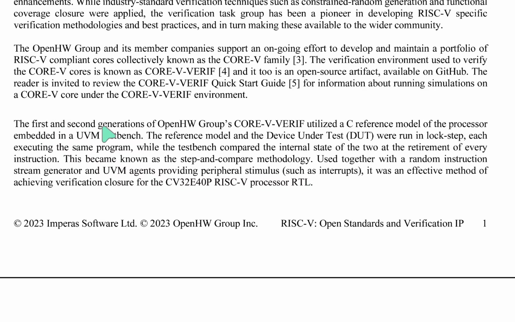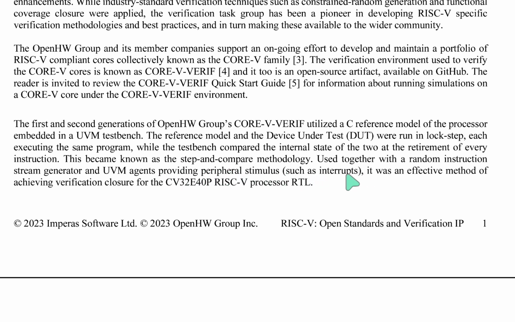The first and second generations of the Open Hardware Group's CORE-V-VERIF utilized a C reference model of the processor embodied in a UVM testbench. The reference model and the device under test, DUT, were run in lockstep, each executing the same program, while the testbench compared the internal state of the two at the retirement of every instruction. This became known as the step-and-compare methodology, used together with a random instruction stream generator and a UVM agent providing asynchronous stimulus, such as interrupts.